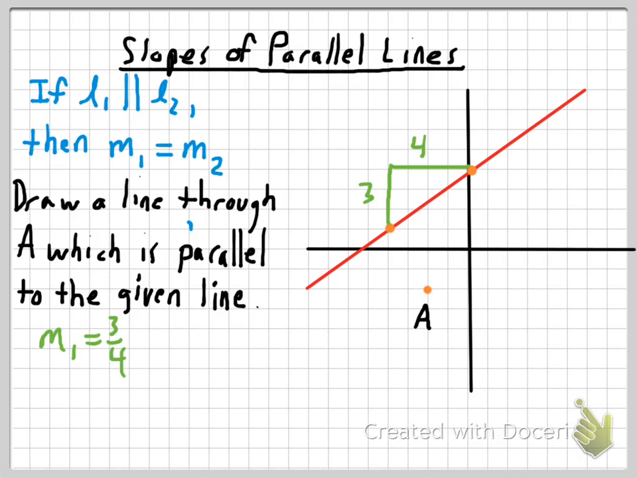Well, all we're going to do then to draw a line that's parallel to it is draw another line that has a slope of 3/4. So from point A, I'm going to go up 3 units. I'm going to go over 4 units. That means one more there. And I'll just draw a line through those 2 points, and it will be parallel to the first line that we drew. Alright, there you go. There's 2 parallel lines. They're parallel because they have the same slope. Well, let's talk about the slopes of perpendicular lines real quick.